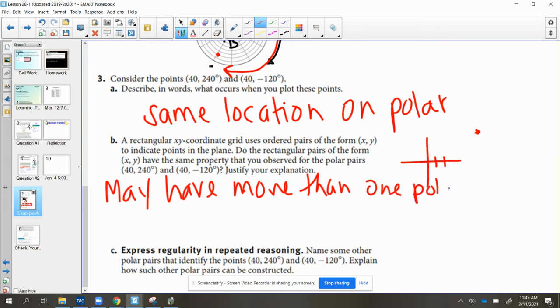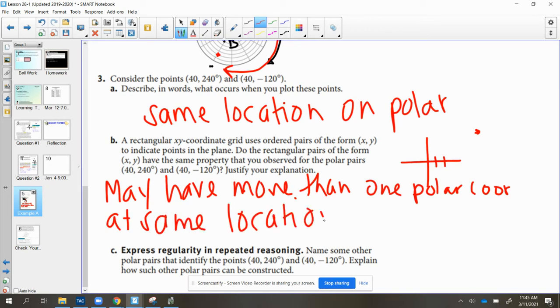One polar coordinate at the same location. And again, the x comma y graphs, x comma y, these are going to be unique. There's only one point possible. Okay, they're a little different: what we're used to versus this new polar graph that might have different locations.